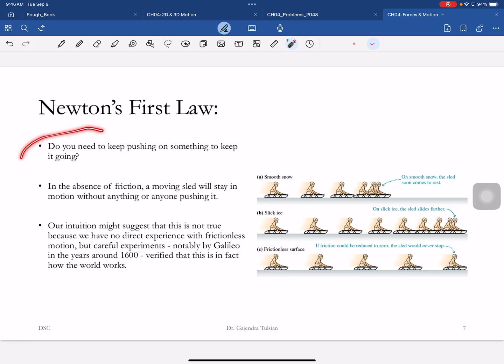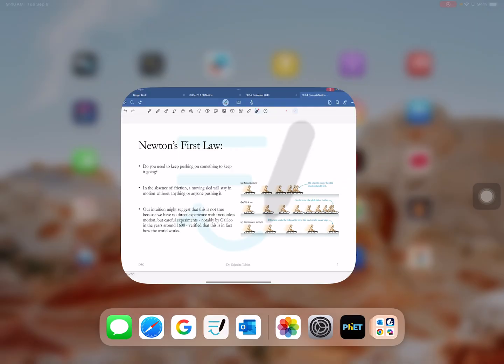So now we can answer this. We're building towards Newton's first law. Do you need a force? Do you need to keep pushing on something to keep it going? If there is friction, yes. But if there was no friction, then you don't need to. Okay? So you just push something once, and it will keep going. Okay, so let me show you a little example.